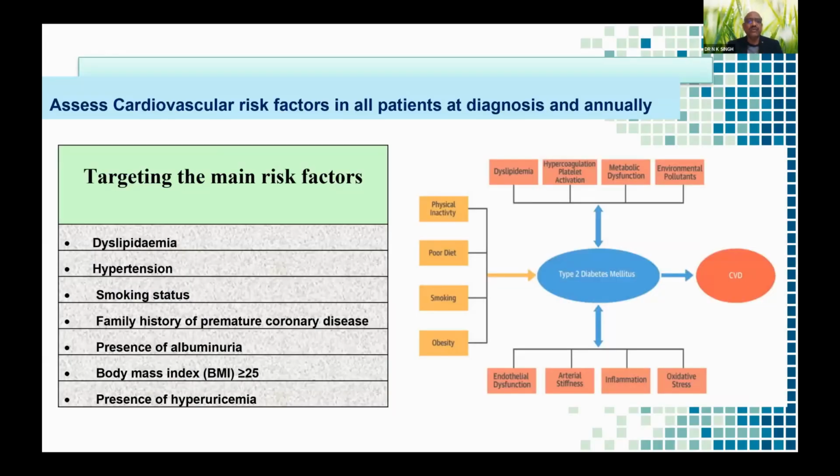So when you treat a case of diabetes, it is very important that you assess the cardiovascular risk factors in all patients, at diagnosis and annually, and target the main risk factors. These are dyslipidemia, hypertension, smoking, and family history of premature coronary artery disease. You also check the presence of albuminuria, the BMI, and the presence of hyperuricemia. If you cover these main risk factors, I think we are doing a genuine job here.